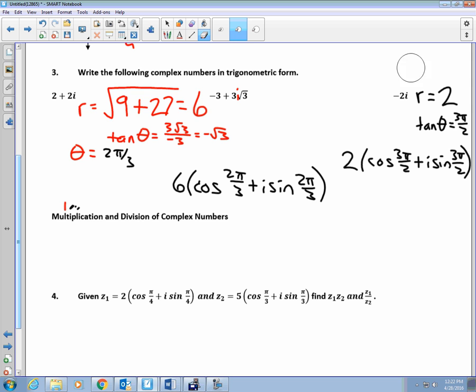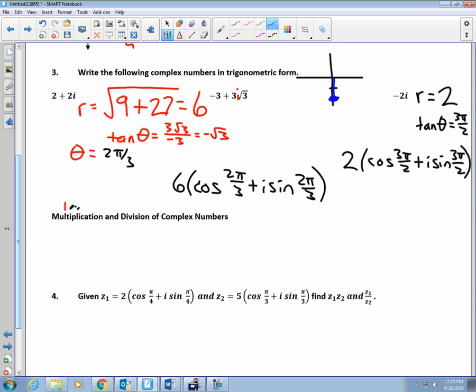And when I see something like negative 2i, here's what I do. I just try to picture where it is. Think about it. What's the length of that segment? 2. What is the angle? 3 pi over 2. Done. Don't even need to set up the formulas. You can just see them and figure them out.